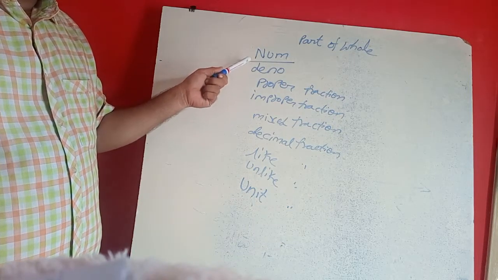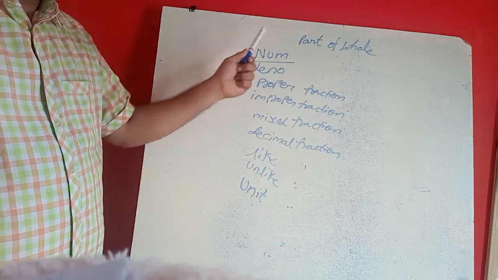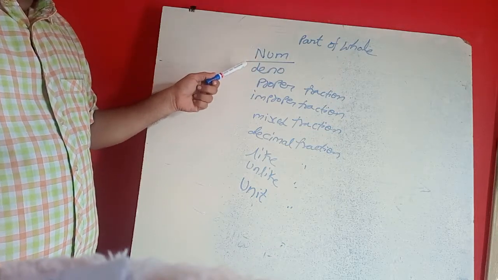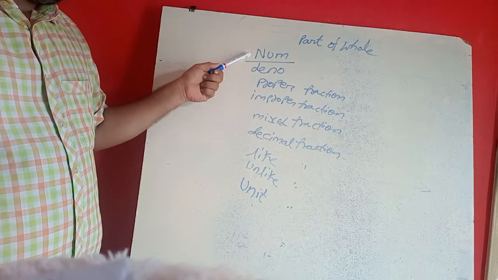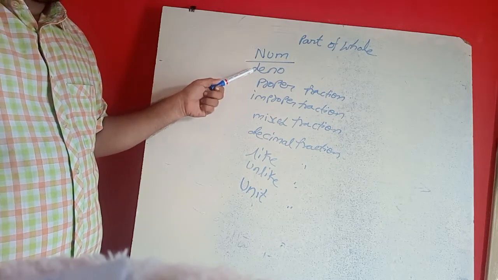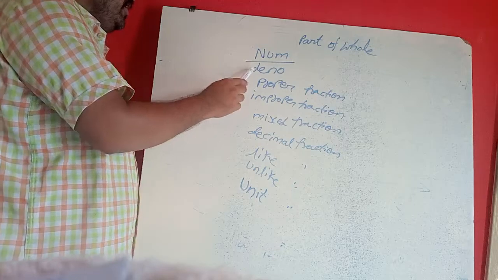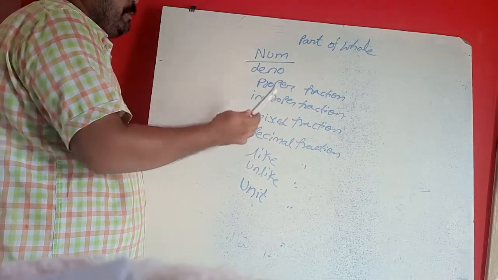Having the numerator and denominator is called a fraction. It is a part of a whole. Numerator is small and denominator is big: that is called proper fraction. Numerator is big, denominator is small: it is called improper fraction.